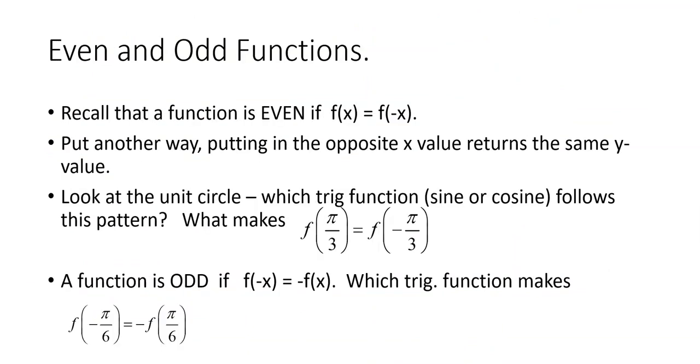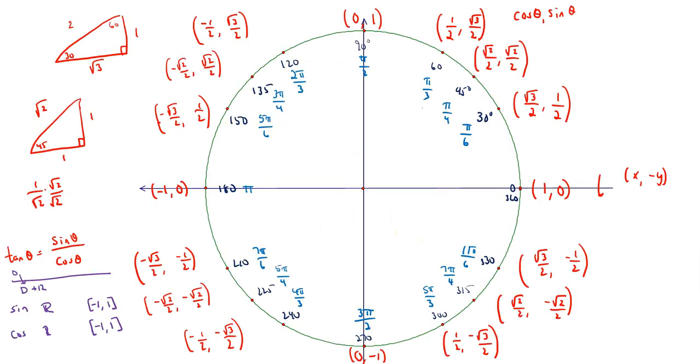So every even function says that you can put in the opposite and get out the same thing. So one of these trig functions is even and one of them is odd. So the question I said is, which one, if you put in a pi over 3, gives you the same answer as if you put in a negative pi over 3? Well, where's my pi over 3? Here's my pi over 3. All right, so here's pi over 3. Here's negative pi over 3. All right, 5 pi over 3 is the same thing as negative pi over 3.